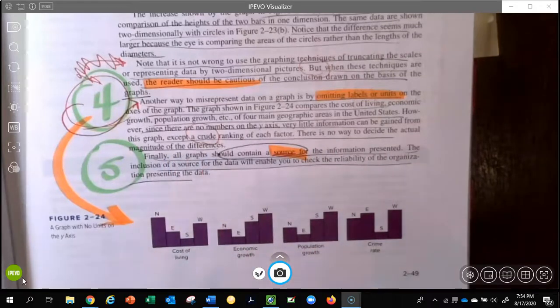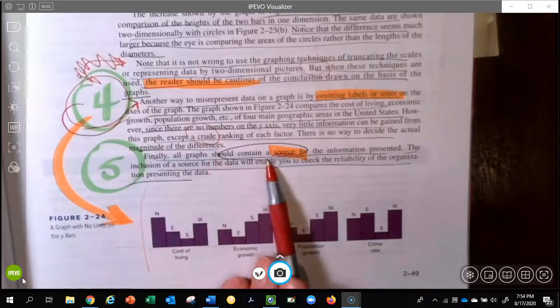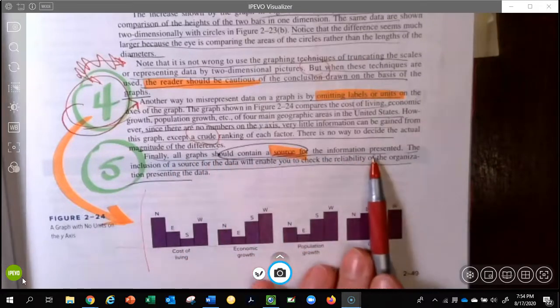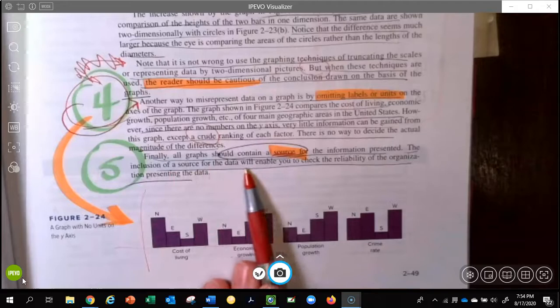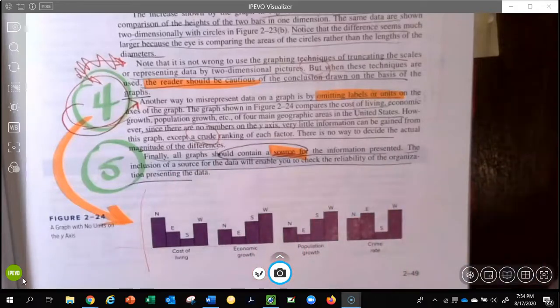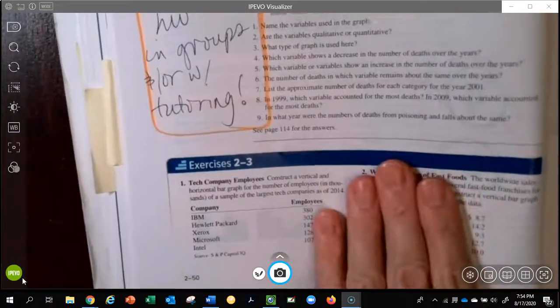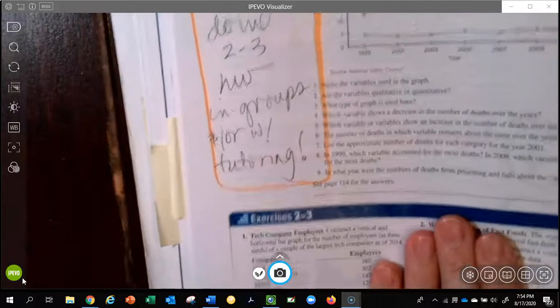So don't hide. Be very visible in what your information means, even giving it scales and what's going on. Be very clear. Don't try to be vague. Finally, all graphs should contain a source for the information presented. The inclusion of a source for the data will enable you to check the reliability of the organization presenting the data. So that does conclude our section 2-3.